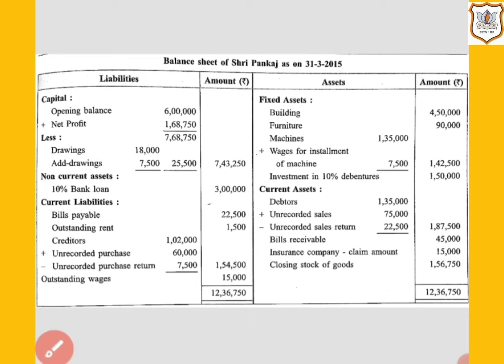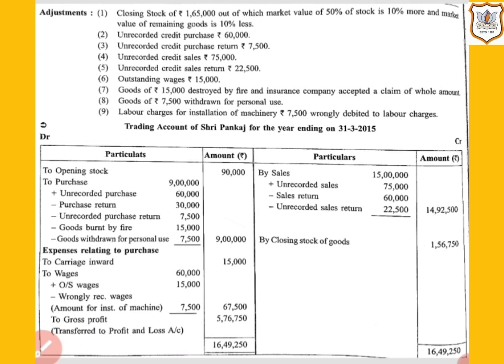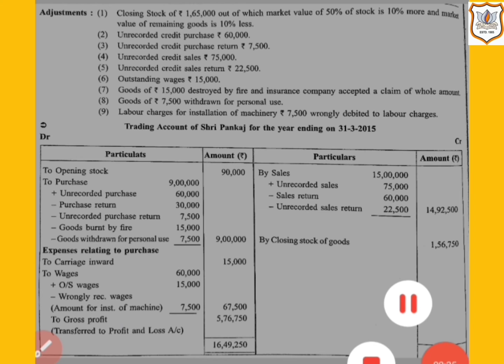Then we have purchases. Here we will write the amount which is shown on the debit side. Purchase has a debit balance, we know that. So this is 9 lakh. We will show purchase in the trading account on the debit side, as we have already studied that.